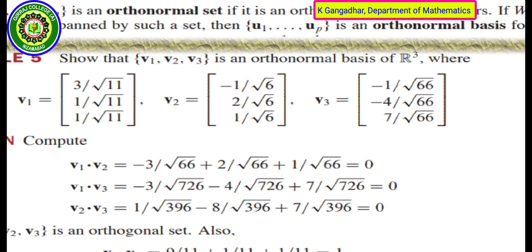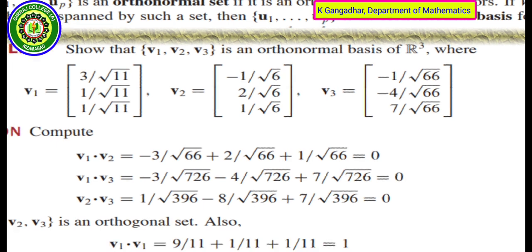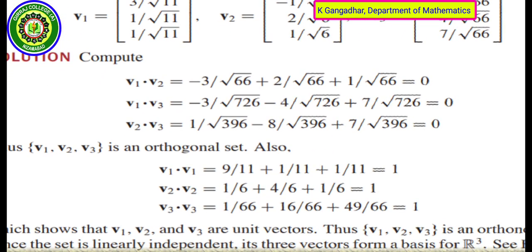Orthonormal basis means that the inner product of the same vectors is 1 and the inner product of different vectors is 0. Then we say that the given set is an orthonormal basis. So v1, v2, v3, three vectors are given. We find the inner product of v1, v2, different vectors. We show that for different vectors the inner product is 0.